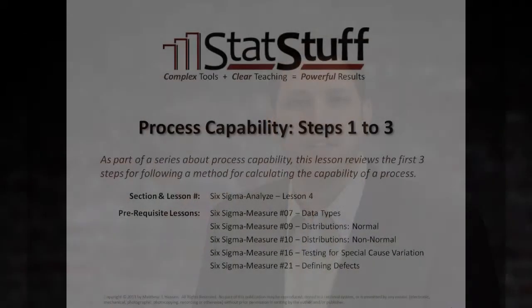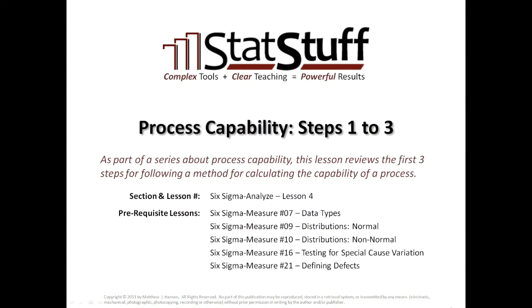This lesson is part of an extended series about the topic of process capability. In this lesson, I review the first 3 steps that I like to recommend as part of a method for calculating process capability. These first 3 steps cover content that was covered in prior lessons, so although I'll be reviewing the content in this lesson, it may be helpful to review those prior lessons for additional details.